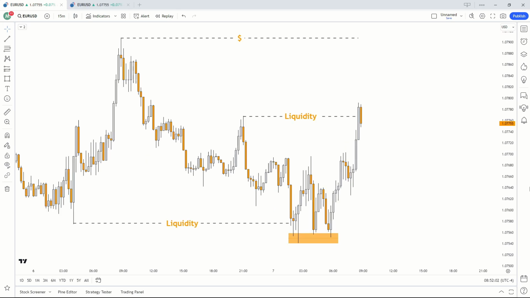To start off, you need to understand what liquidity actually is. Now, liquidity in its simplest form is simply money in the market or orders in the market. Markets move based on the flow of order. If there's more buying than selling, market is going to move up. If there's more selling than buying, market is going to move down.